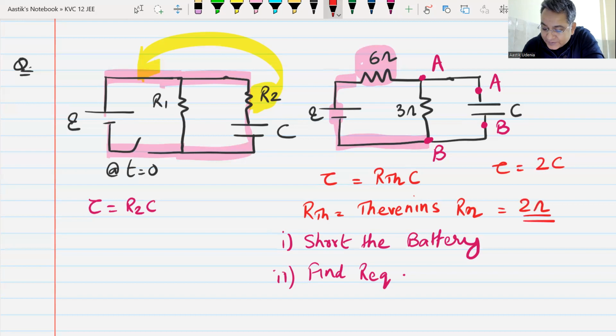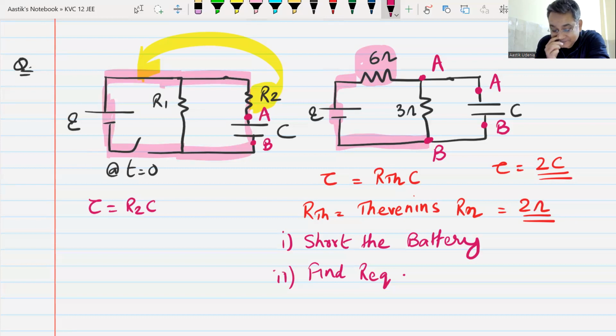My time constant becomes 2 multiplied by C, whatever the C is. That is how we can find the time constant for circuits like this. Even in the original case, we can find the time constant like this. You short this battery, and you have to find the equivalent resistance between this point A and this point B.